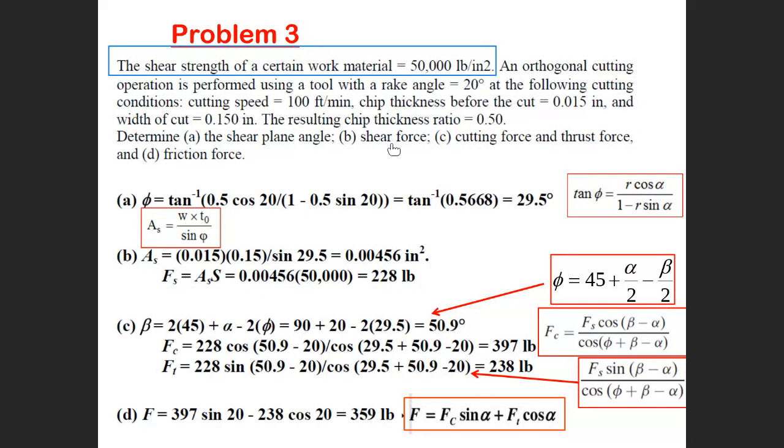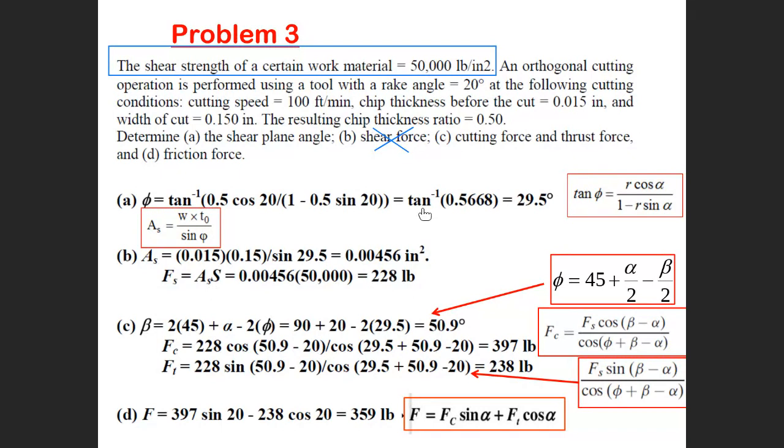Second question, what is the shear force? Probably I will not ask you this question directly, nor just what the cutting and thrust forces are. Even if they don't ask about this one and ask for the cutting and thrust force, you must first get the shear force. This is the only way, because here the given quantity is shear stress. Shear force equals shear stress multiplied by As, and As equals w t0 divided by sin phi. So you get As, and then you get the shear force.